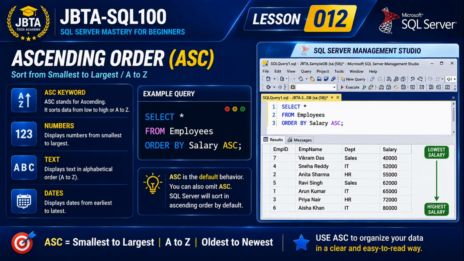For text data, it sorts alphabetically from A to Z. For numbers, it sorts from the lowest value to the highest value. For dates, it sorts from the oldest date to the newest date. Let's look at a simple example.